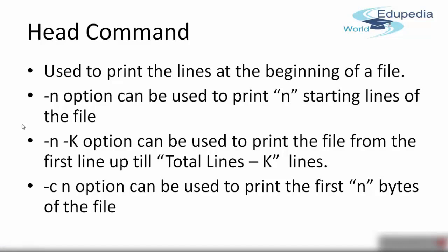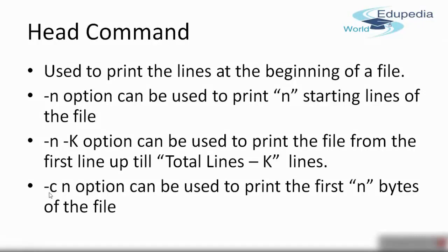Okay, so the second option is that you can use -n and -k. The option -k can be used to print the file from the first line up till total lines minus k lines. Suppose your file has 100 lines and you want to print all the lines except for the last 10 lines. So what you can do is write -n -10. That will print line number 1 to line number 90 and skip the last 10 lines of the file.